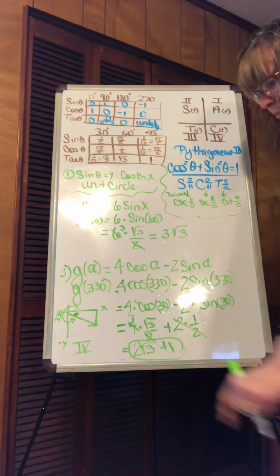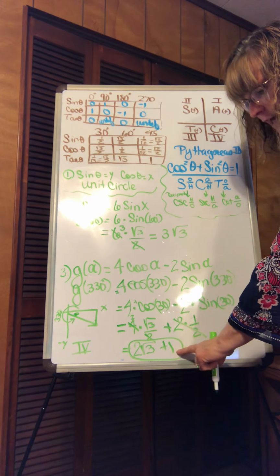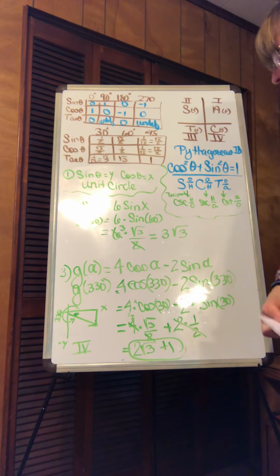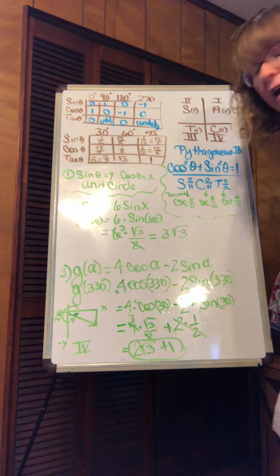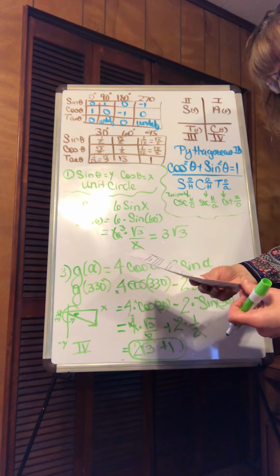Here's my exact answer, 2 rad 3 plus 1. This is exact because it is in radical form, that is irrational. This is rational, they must stay separate because of the categories. So I thought that was kind of fun. It really ties everything together that we've done basically the whole year.